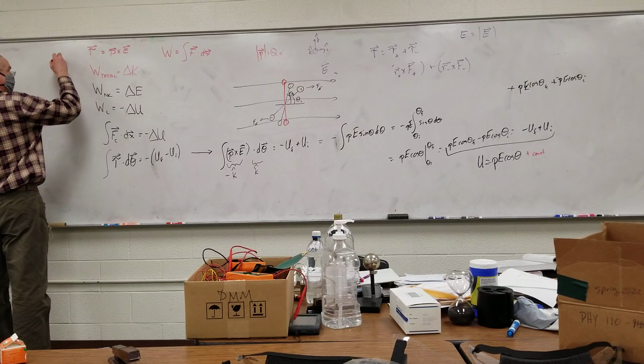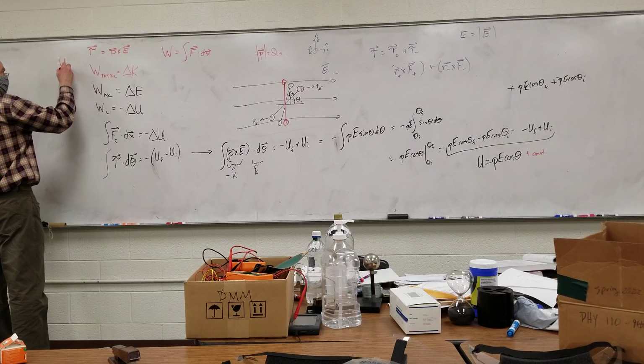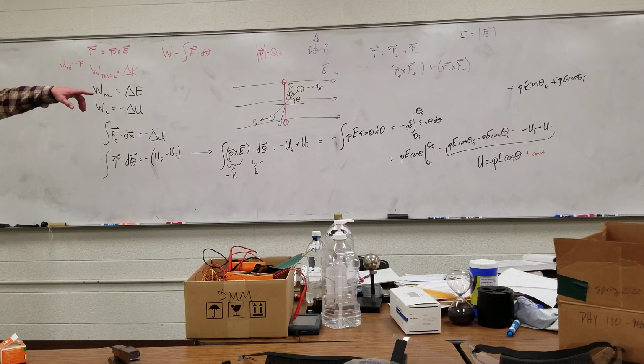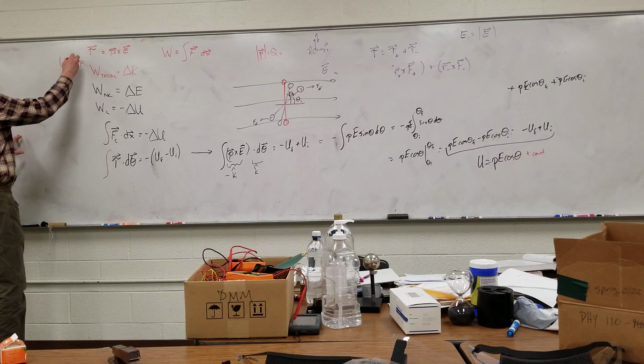So we'll squeeze in here the electric dipole, so put the ED for electric dipole. The potential energy formula is, well, I got pE cosine theta, that's just a dot product. It's negative p dot E.